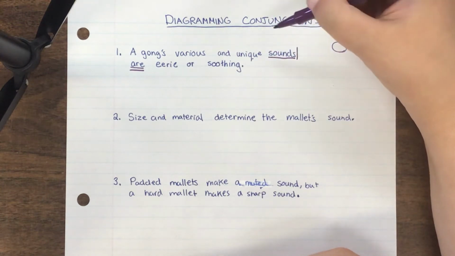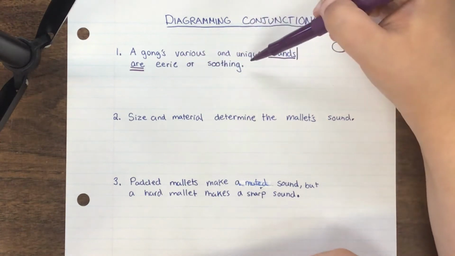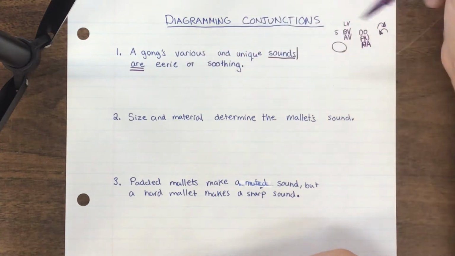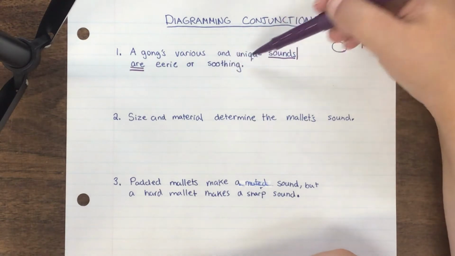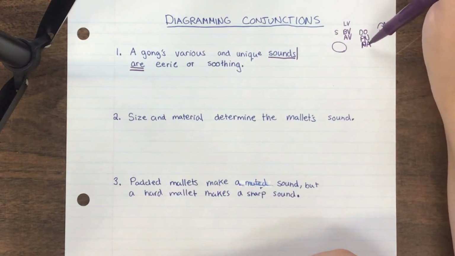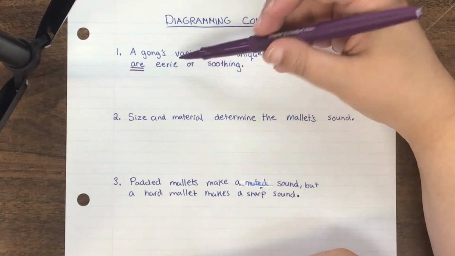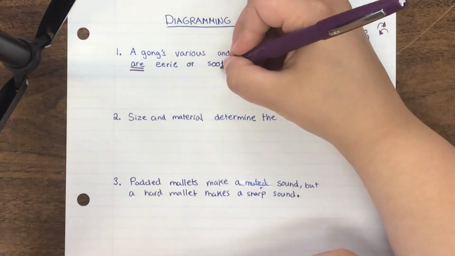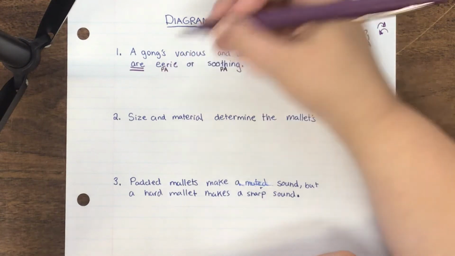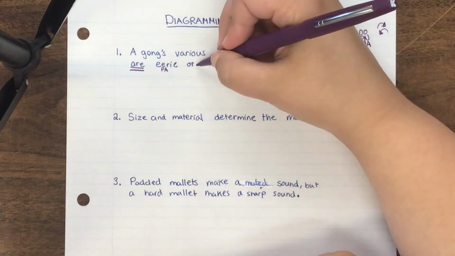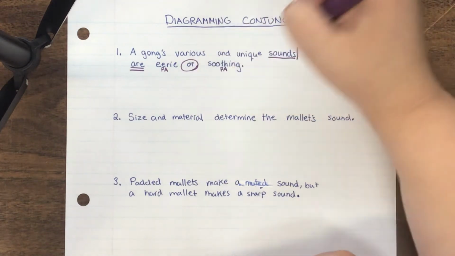So first of all, I notice that there are some words after my verb. They are not nouns, so they can't be direct objects or predicate nominatives. But if they link back to sounds, they could be our predicate adjectives. So are the sounds soothing and eerie? Actually, yes, they are. So both soothing and eerie are going to be predicate adjectives. And hey, here's a conjunction. Let's circle that conjunction. There we go. So the end part of my sentence is done.